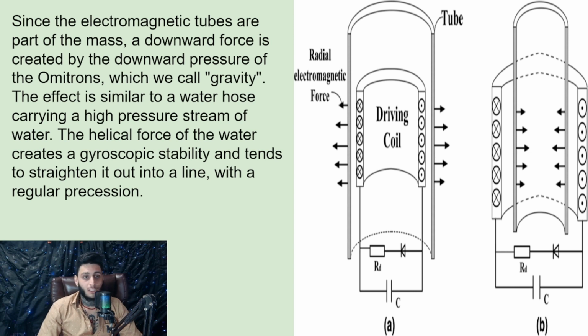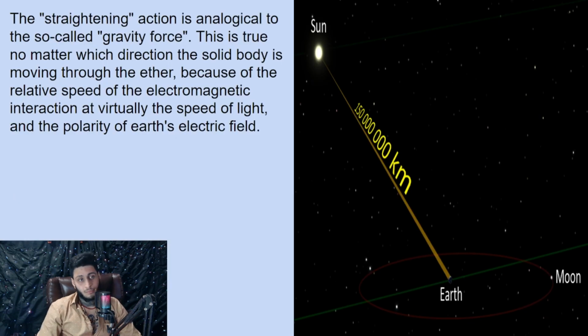Since the electromagnetic tubes are part of the mass, a downward force is created by the downward pressure of the omnitrons, which we call gravity. The effect is similar to a water hose carrying a high-pressure stream of water. The helical force of the water creates a gyroscopic stability and tends to straighten it out into a line with a regular precision. The straightening action is analogical to the so-called gravity force.